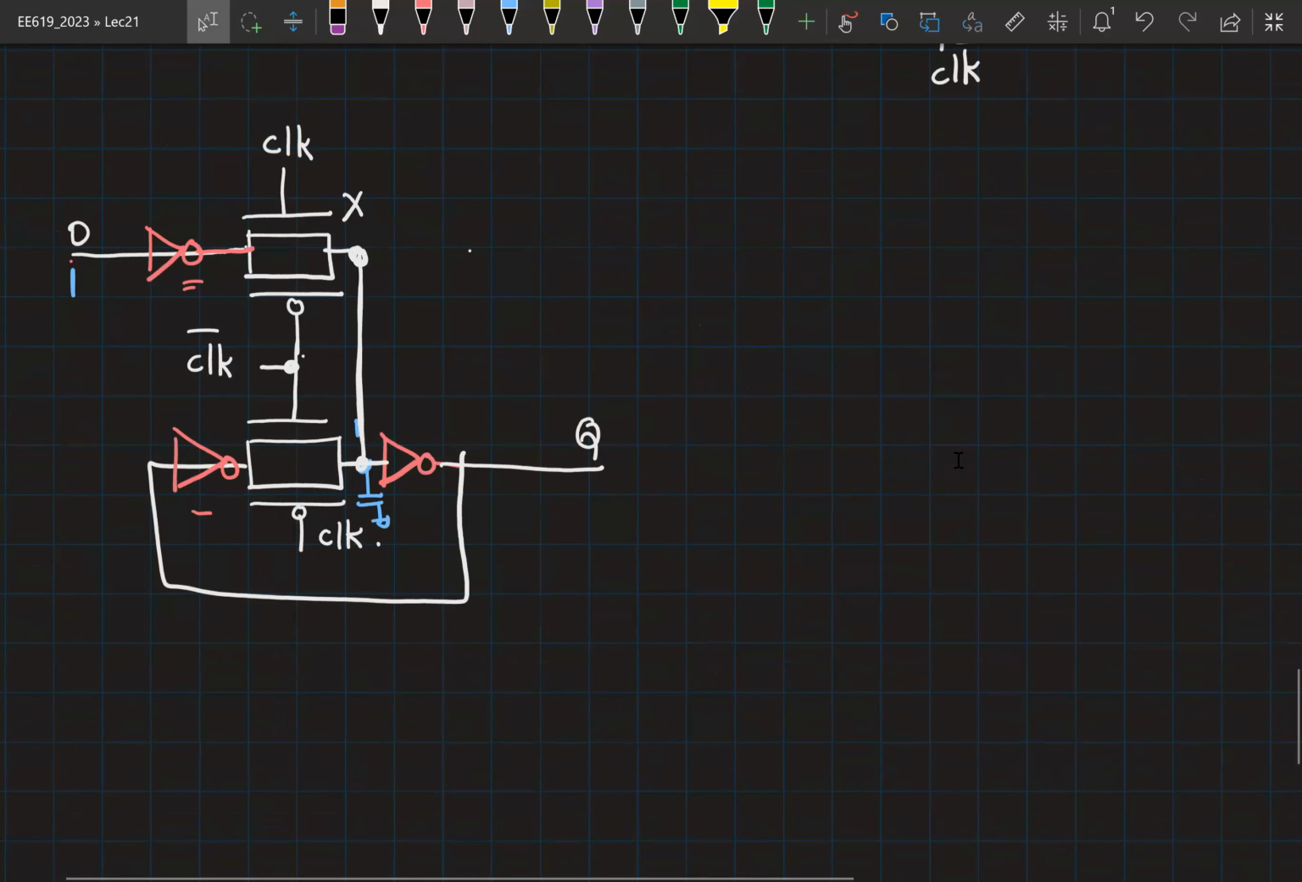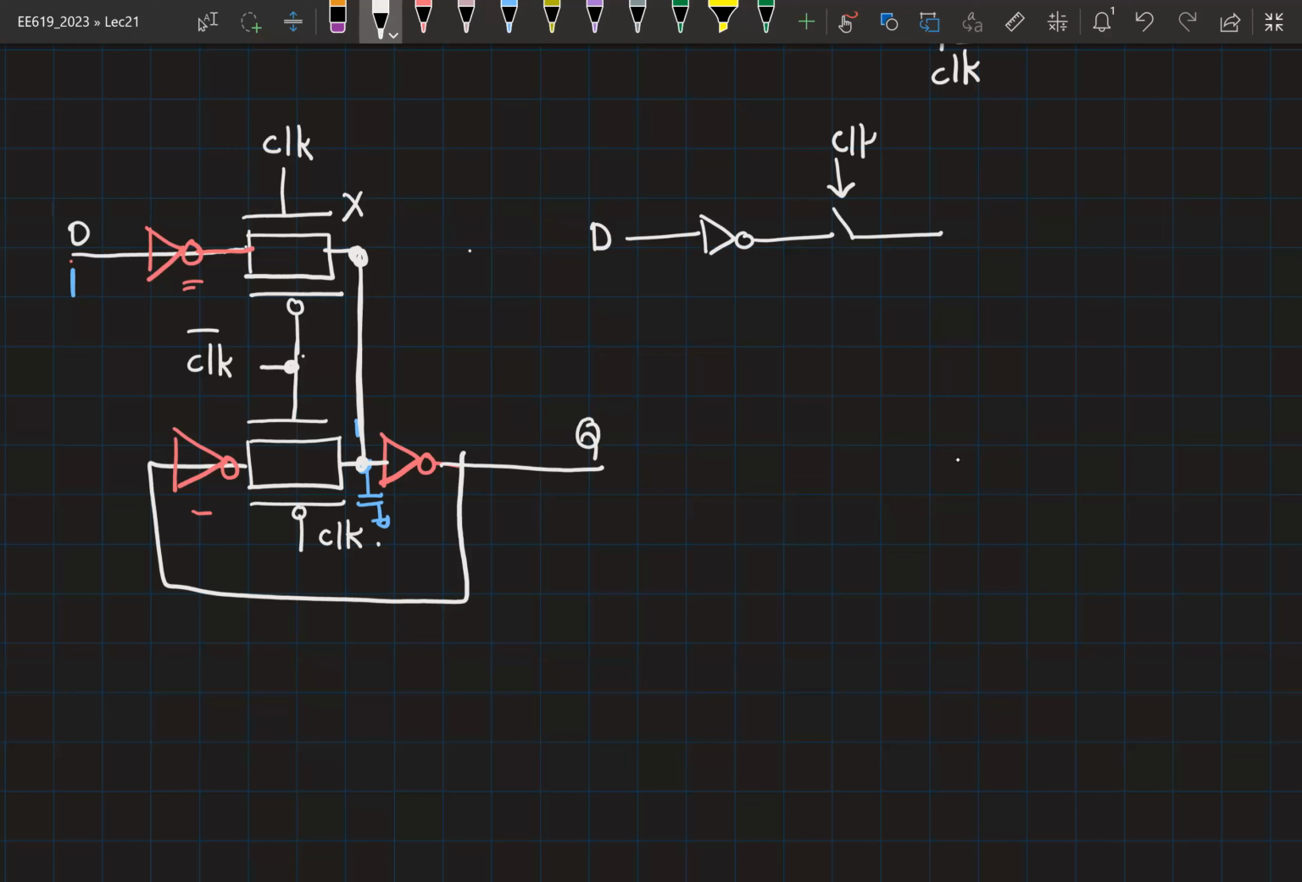So from now on, instead of drawing the transmission gate like this, I will simply replace it with the symbol of a switch. So if I show something like this, it means that this is a transmission gate that is turning on when clock is equal to 1. So let us redraw this. You have D. Then you have this inverter, followed by a switch, which is operating at the clock. What do you have then? One more inverter. This is your output.